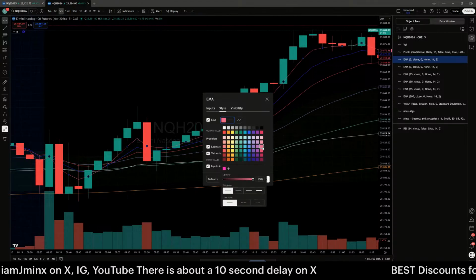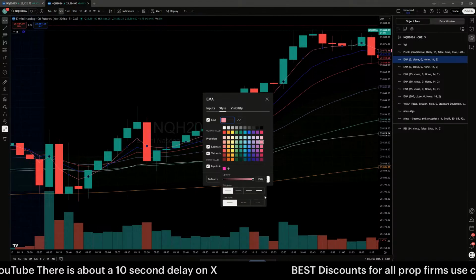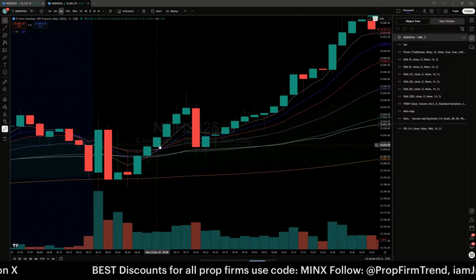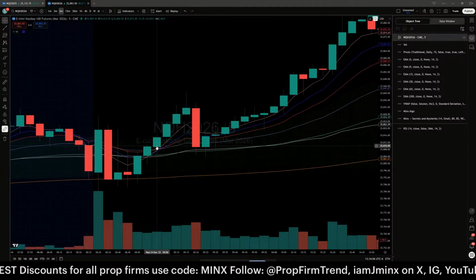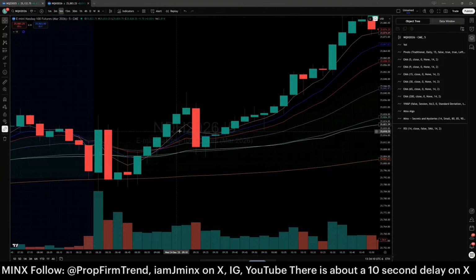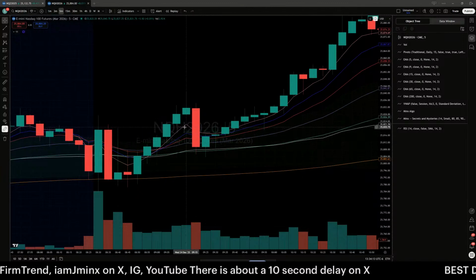Can we maybe make it lighter? Okay, maybe like that. Okay, that's EMA 5. So let's say we didn't get in down here. What we would do is wait for it to come back, retest and hold this pink line to get in for a long.